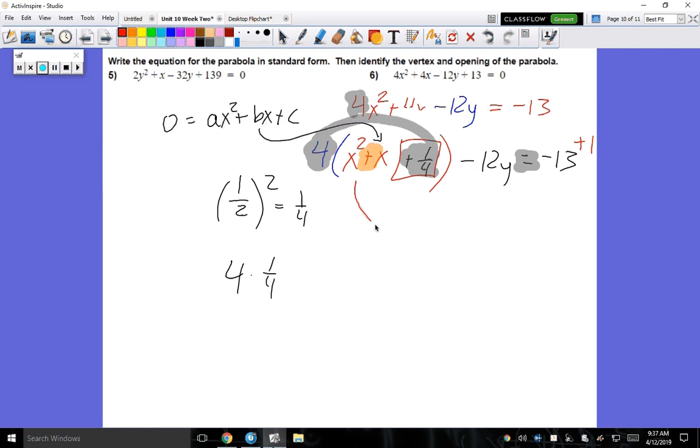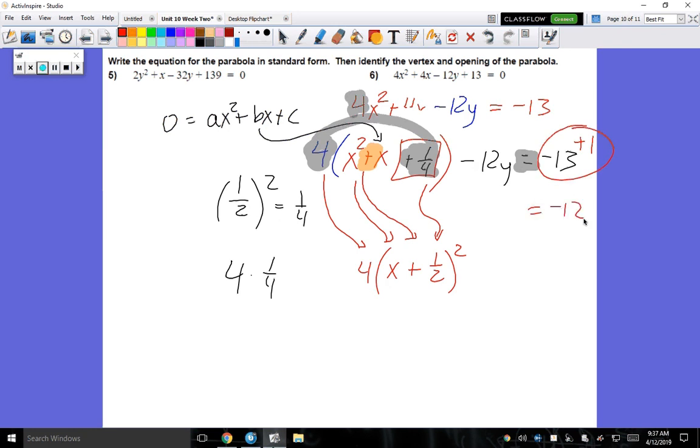Okay, so let's bring this down. We take the square root, which would be 1/2. We borrow this first sign, and we make it the squared. And not forgetting, we bring our coefficient down so that we have 4 times the quantity x plus 1/2 squared. Okay? Now, we identified that this was going to be a vertical parabola, so we want to get y by itself. And we know that this is going to give us a negative 12. So what I'm going to do is I'm going to move this over by adding it to the other side. And I'm going to move this over by adding it to this side.